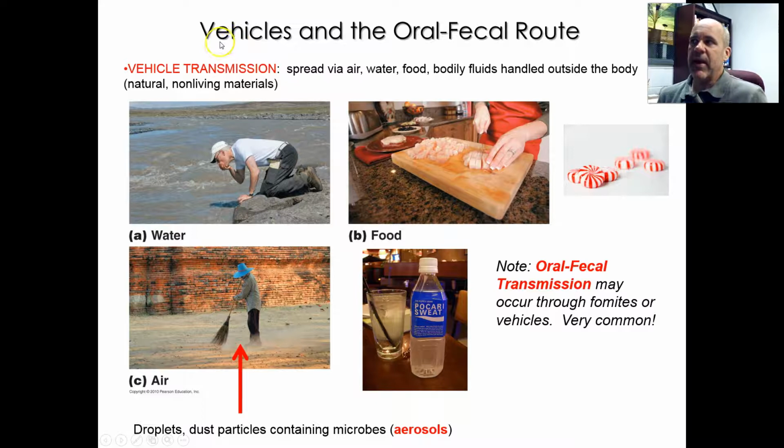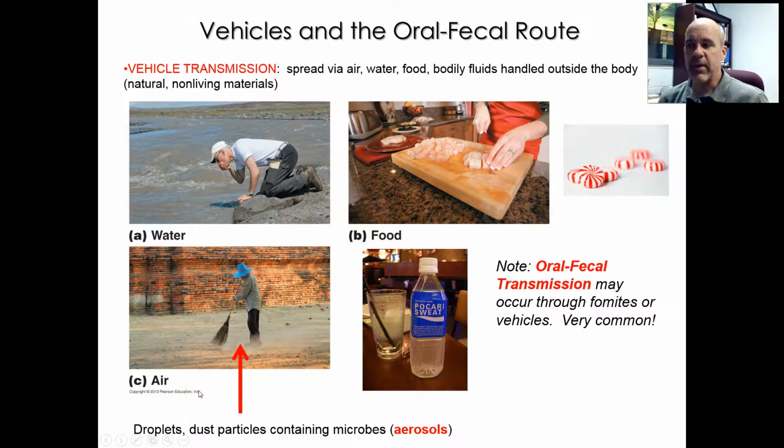All right, so what do we mean by vehicles? So vehicles of transmission, these are basically things where the microbes are going to be harbored or will allow them to travel from one host to another. So that's what we mean by vehicles in this case. And that's going to include water. We've already talked about water being a reservoir of infection, so we can also consider it to be a vehicle as well. These are going to be natural non-living materials, air.